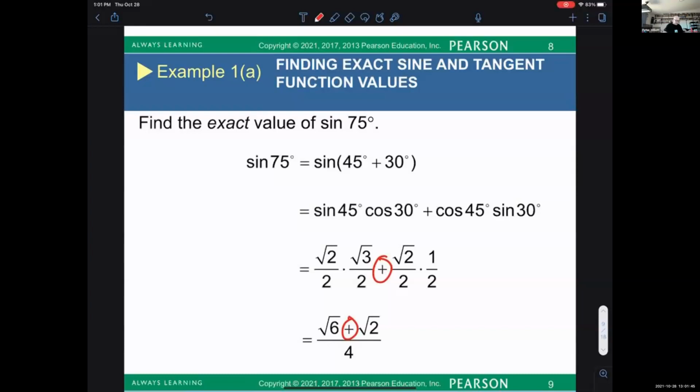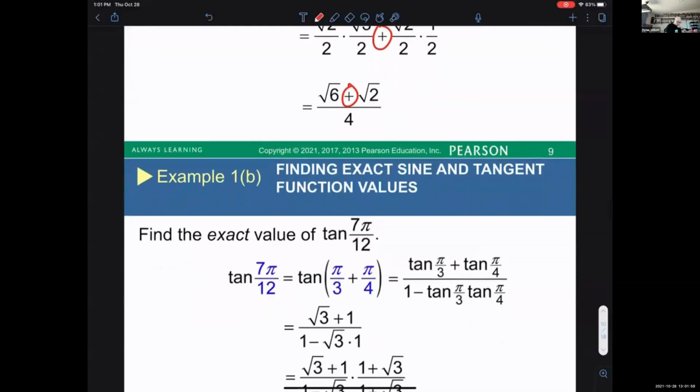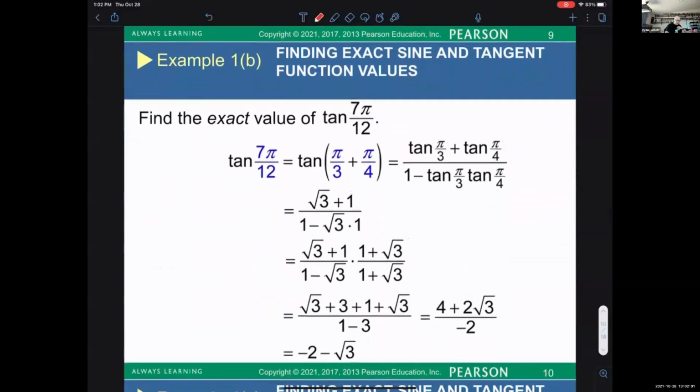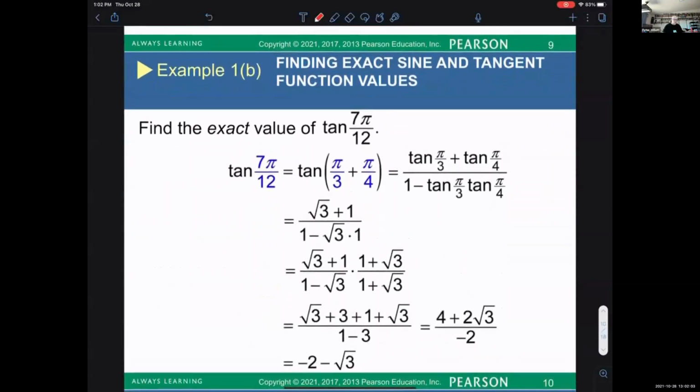So hopefully that kind of looks like one that we've already done. But again, you had to recognize that 75 degrees is not one of the angles that we're real familiar with, but could be written as a sum of two angles that we are. Doing the same thing with a radian measurement like we did with the cosine in the last session. And now they've also switched from the sine to the tangent.